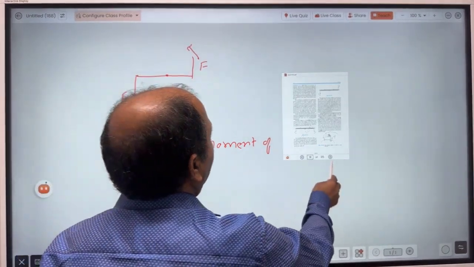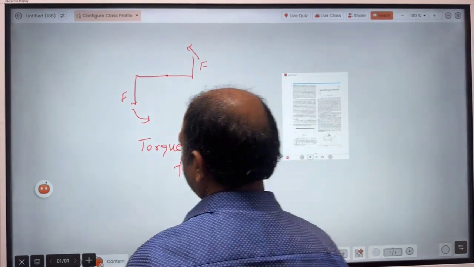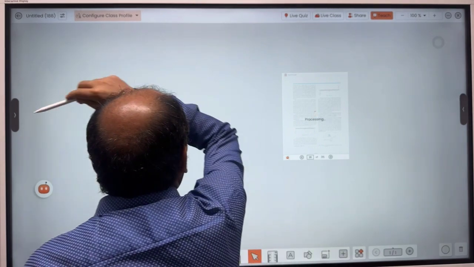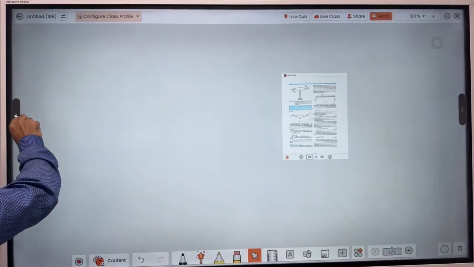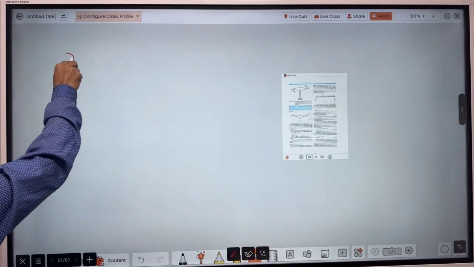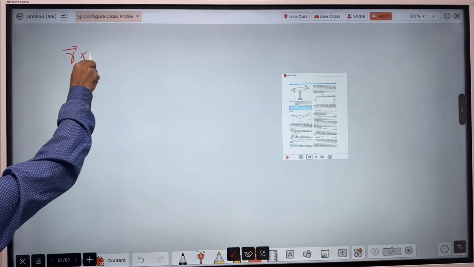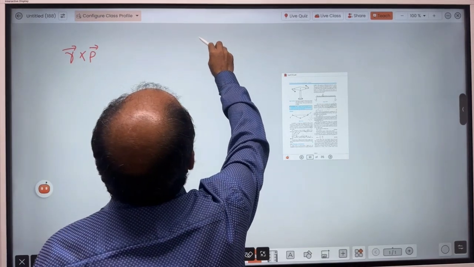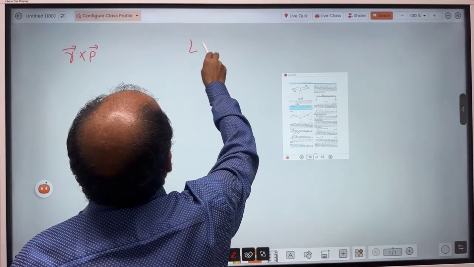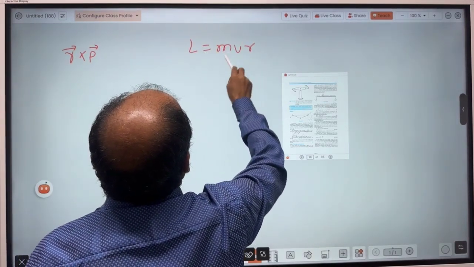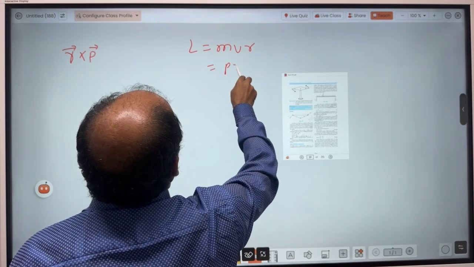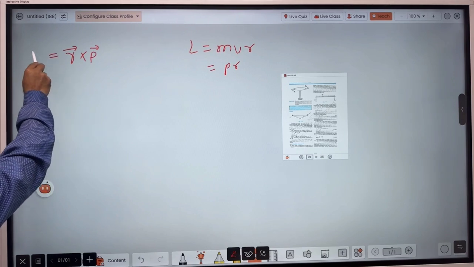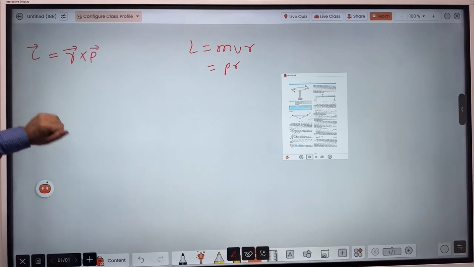Now, next point, let's see the cross product of R cross P. If you know, this is angular momentum. If you remember the basic formula, angular momentum L is mvr and mv is p, so pr. So in case of vector, if we write, it gives L equal to R cross P.